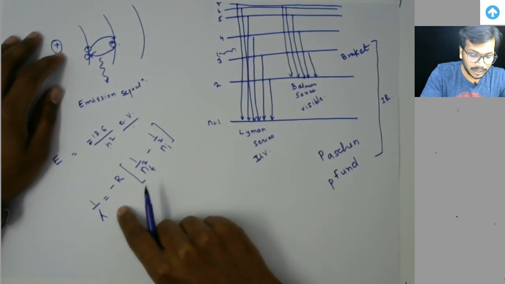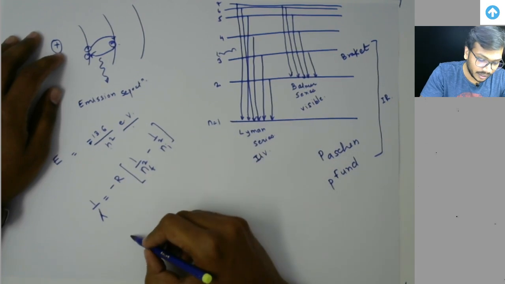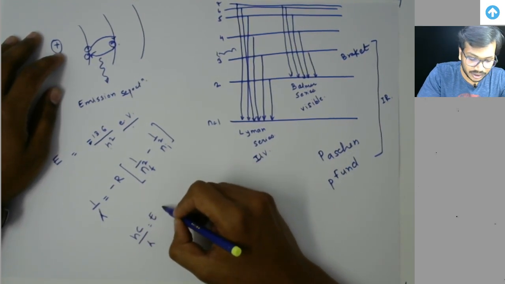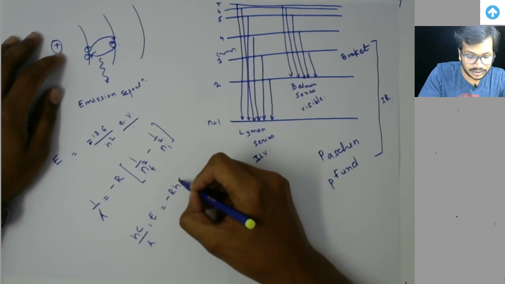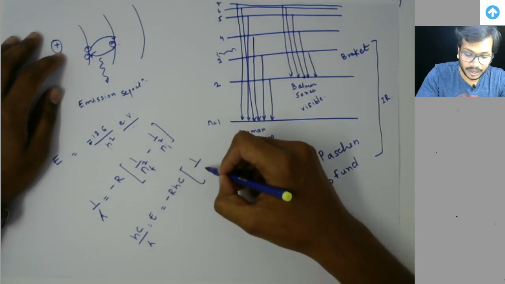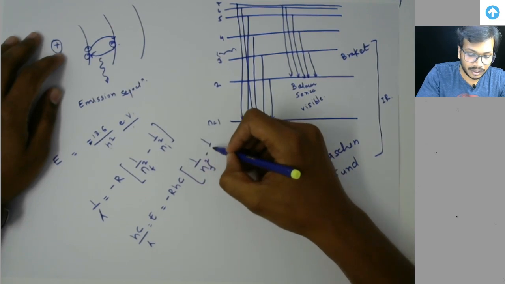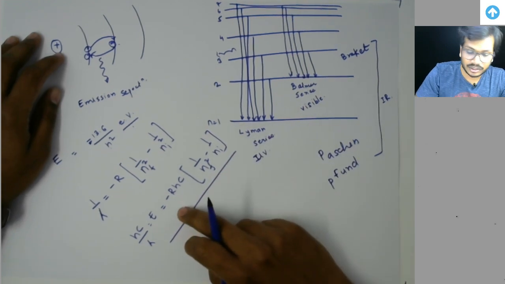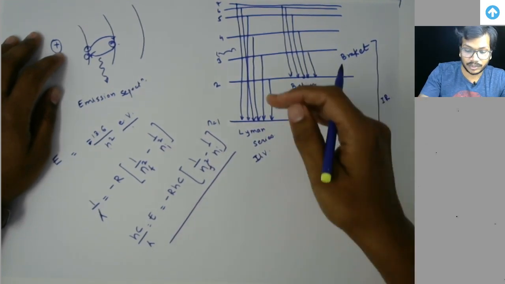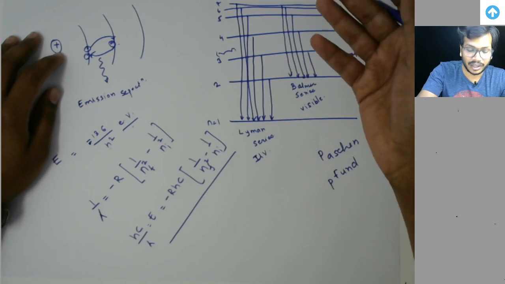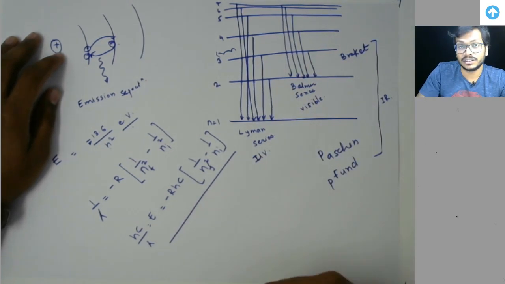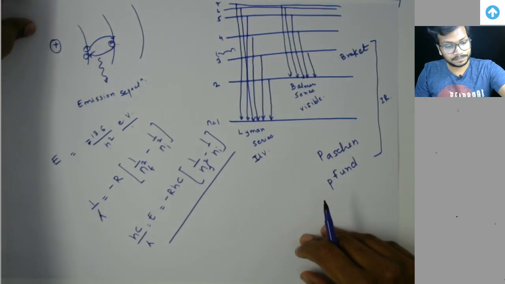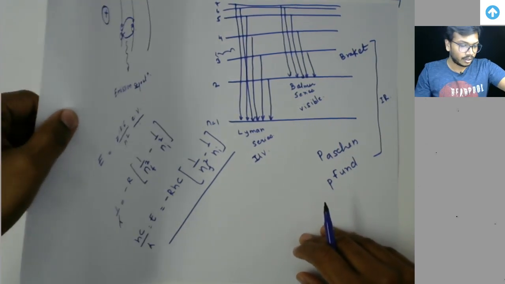And if we multiply both sides by hc, we will get hc by lambda, that can be written as energy. So energy is equal to minus R hc into the bracket 1 by nf square minus 1 by ni square. This is another important relation. This relation gives us the energy of the photons when electrons jump from higher to lower levels or lower to higher levels. Then in that case we'll get the energy that is required for the jump. This was the Bohr's theory.